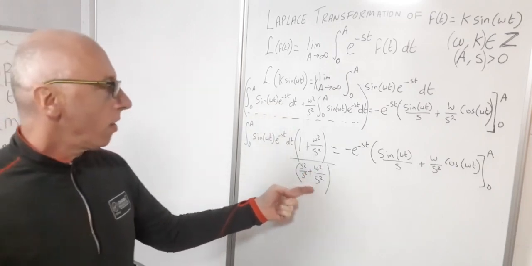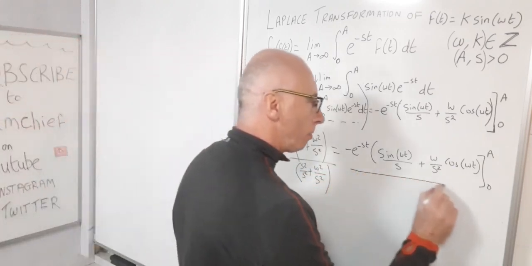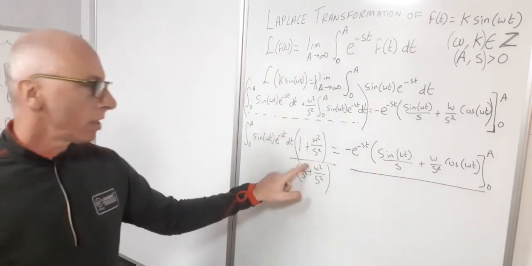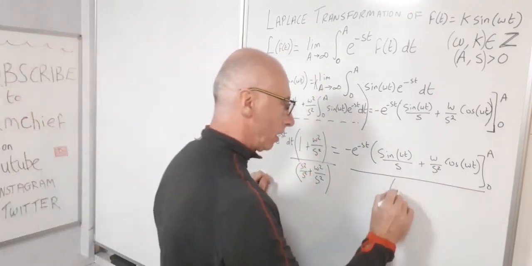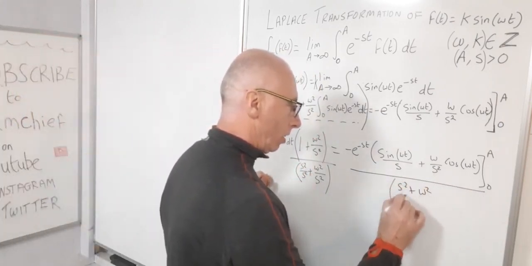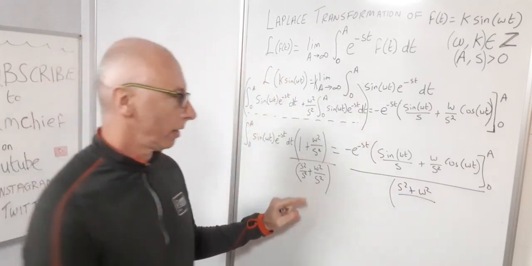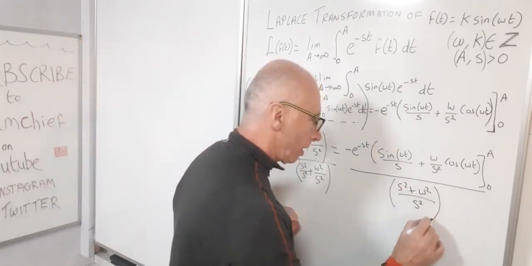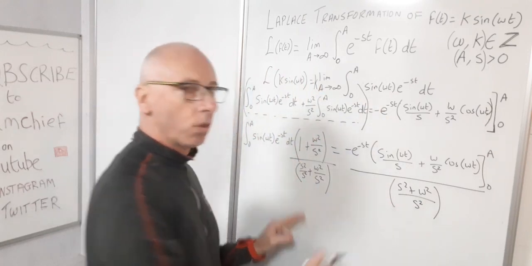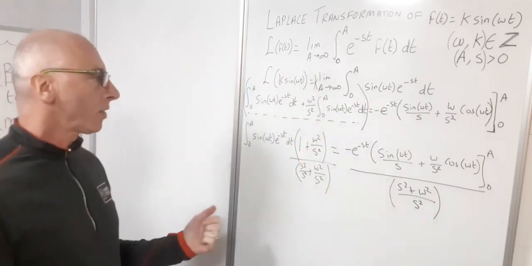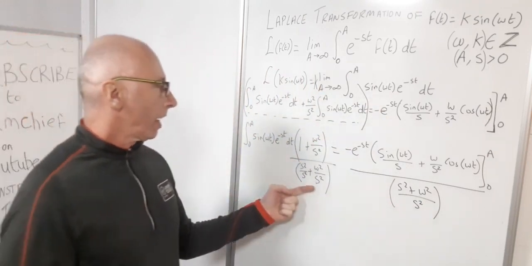So let's just do that on this side, write it in that form, because that's going to help us. So s squared plus w squared, all divided by just the s squared. So that simplifies this side. Now those three terms here are all equivalent. So that's fully legit. So that takes care of that.